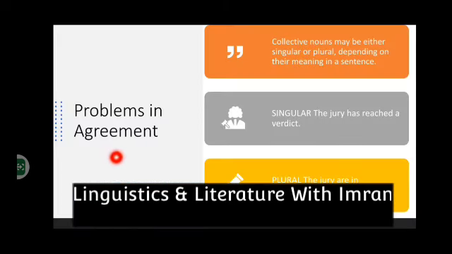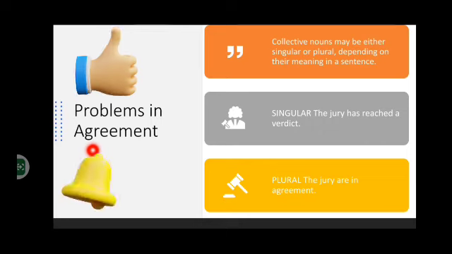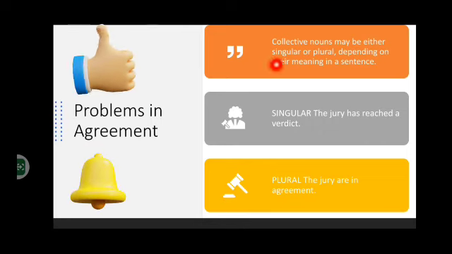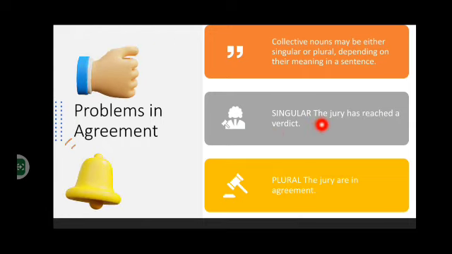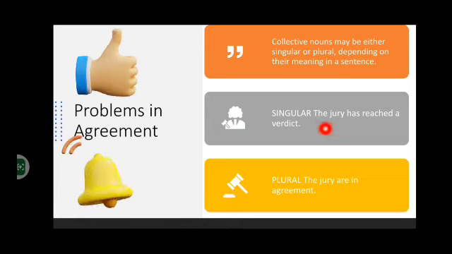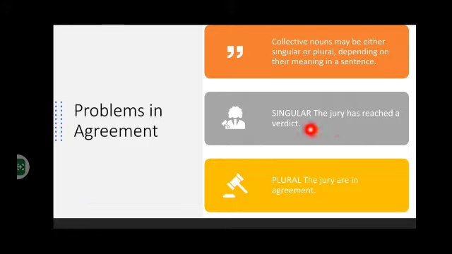Now here we will be talking about problems in subject-verb agreement. Collective nouns may be either singular or plural depending on their meaning in a sentence. So collective nouns are sometimes used as singular and sometimes as plural. For example, an example of singular: "The jury has reached a verdict." Jury is a collective noun. When we are talking about the jury as a whole, not its individual members, then we take jury as a singular noun.